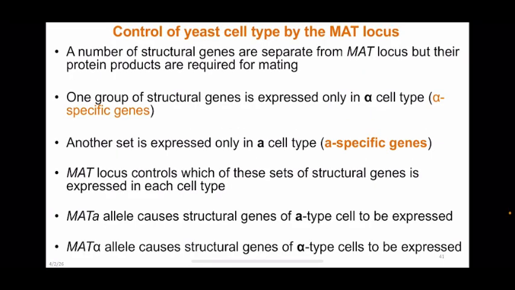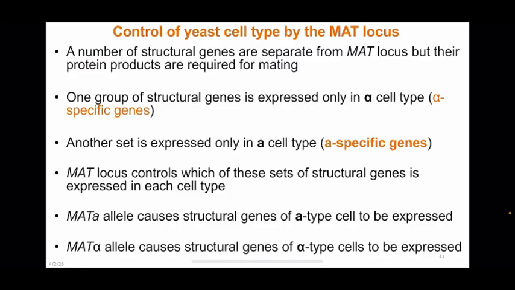Let's look at the control of yeast cell type, how a particular cell's mating type is determined. As I said, they have a locus called the MAT locus, the mating type locus, and a number of structural genes on the locus that are required for the production of a particular mating type. There's also another structural gene which is not found on the MAT locus, called MCM1. It is not in this video, but you will come across it as well.